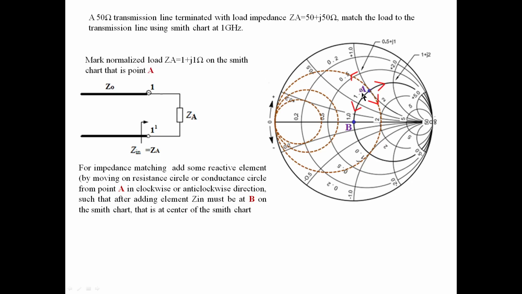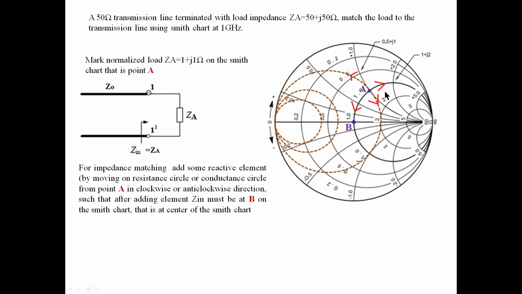We should decide on which circle we have to move, either the resistance circle or the conductance circle. For example, I want to move over the resistance circle. Again there are two options: are you moving in the clockwise direction or in the anti-clockwise direction? Two ways are there. Otherwise, if you want to move on the conductance circle, again there are two ways: anti-clockwise or clockwise.